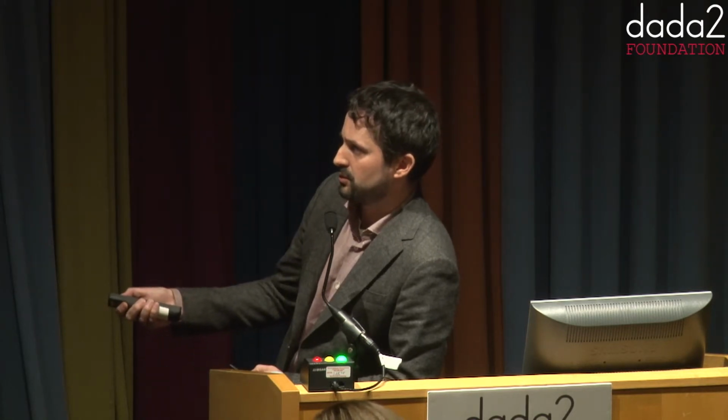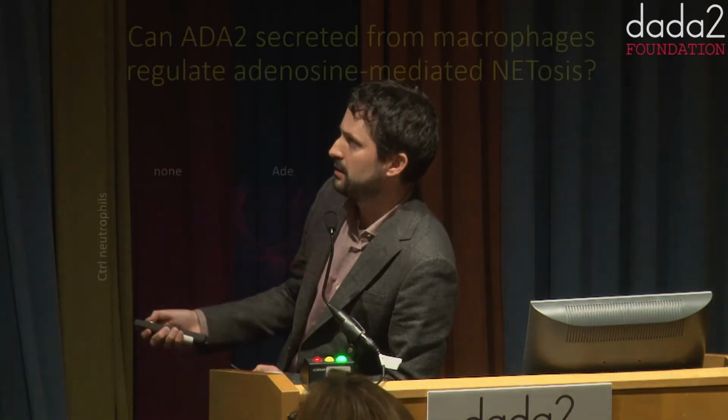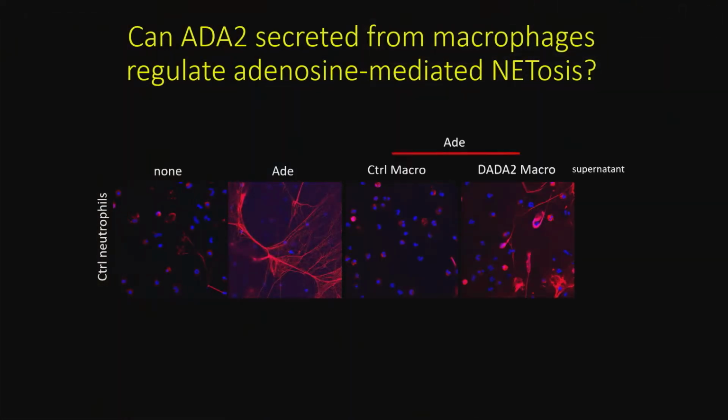To do that, I'll show you, here are control neutrophils stimulated with adenosine. And then we actually derived macrophages from healthy controls and from patients with DADA2 and took the supernatant from them. So in the supernatant, you would assume that there's ADA2 in the controls, but not in the DADA2 macrophages. And again, when we add supernatant to these stimulus experiments, with healthy controls, it shuts off adenosine-mediated NETosis. But with macrophage supernatant from DADA2 patients, we still get robust NETosis.